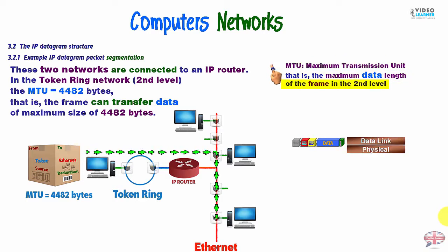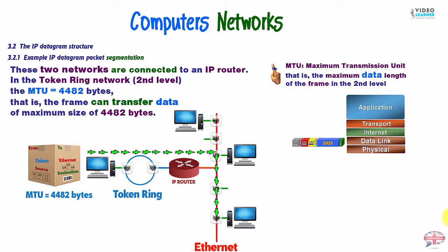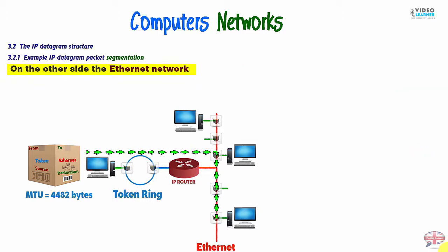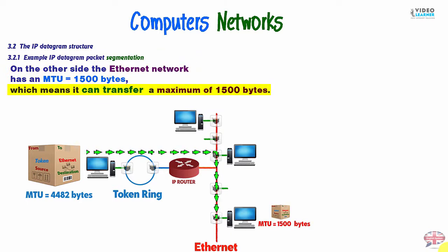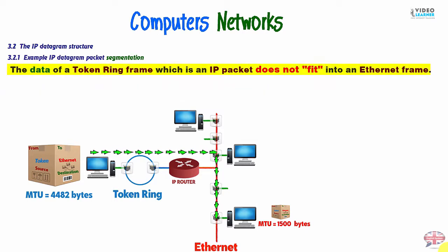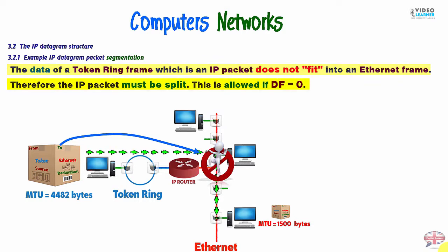Now, just remember that maximum transmission unit is the maximum data length of a packet called frame in the second level of the model. Here it is in data link. So we have a packet called frame. Here is a frame, and then bits in the physical layer. Now on the other side, the Ethernet network has an MTU of 1,500 bytes, which means it can transfer a maximum of 1,500 bytes. The data of a token ring frame, which is an IP packet, does not fit into an Ethernet frame. Therefore, the IP packet must be split.